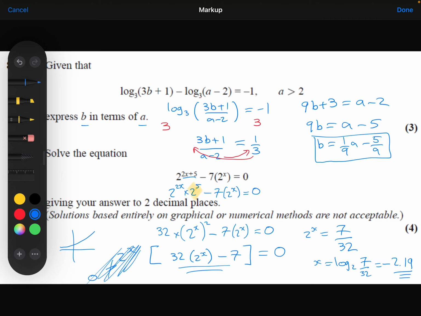So I did this via factorising. You could have done it as a hidden quadratic, because this is a quadratic. You could have made a substitution here, but I think my method is a little bit quicker and easier.